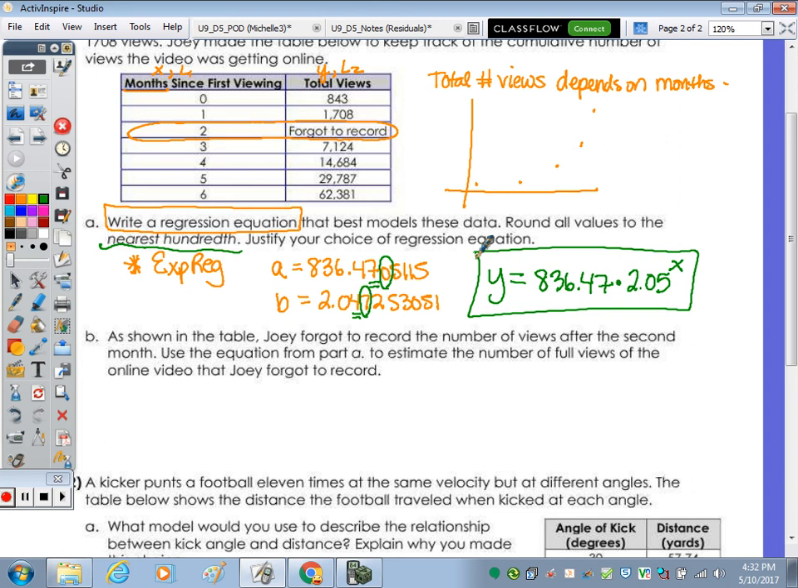As shown in the table, Joey forgot to record the number of views after the second, as we saw in the table. Use the equation from part A to estimate the number of full views of the online video that Joey forgot. So Joey forgot the x value of 2. So we're going to plug in and do the math. So 836.47 times 2.05 to the second power.